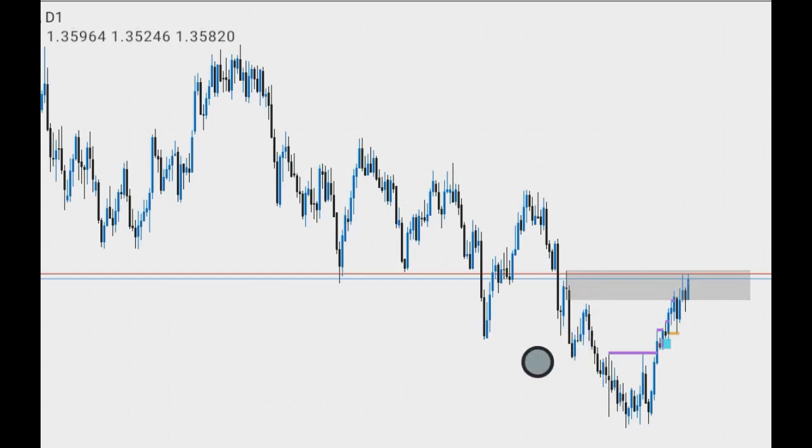Now, if you followed our last video where I talk about how to identify fake order blocks, then you will understand my perspective in marking this OB here as my daily time frame OB, right? So that's our daily POI.